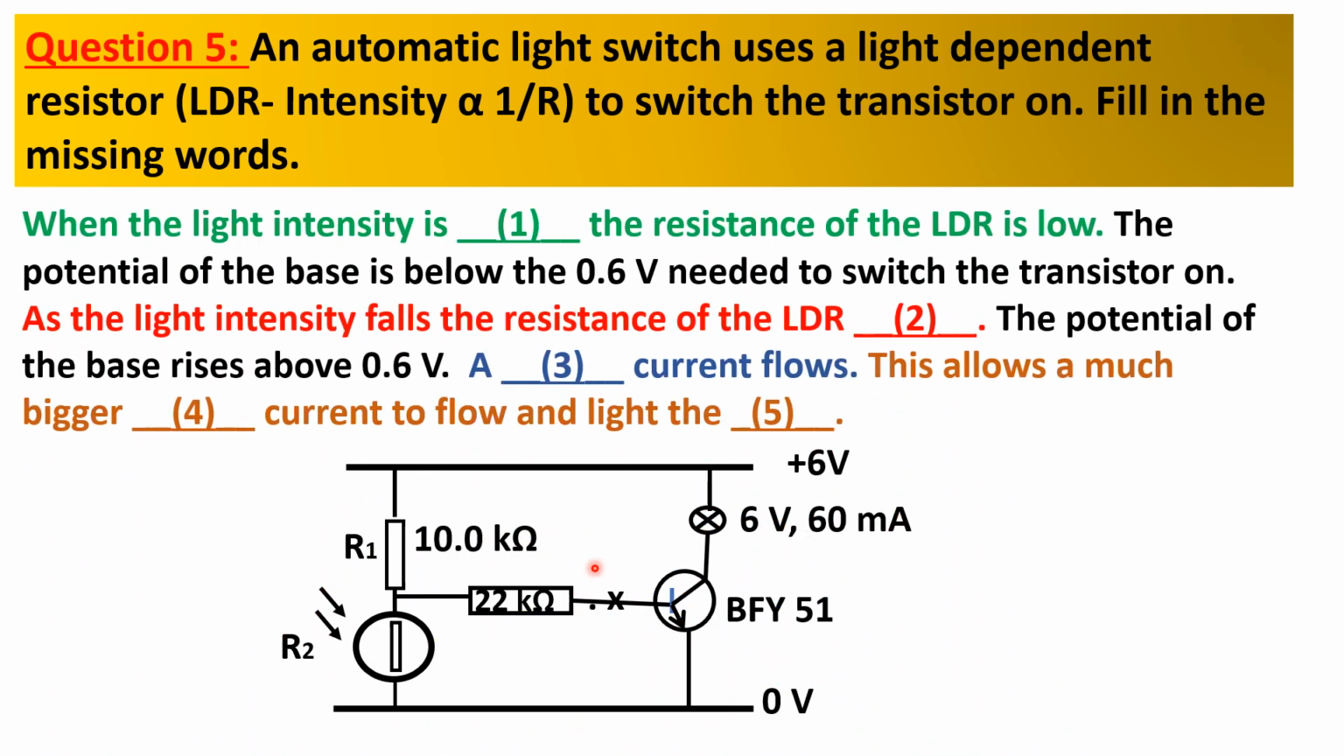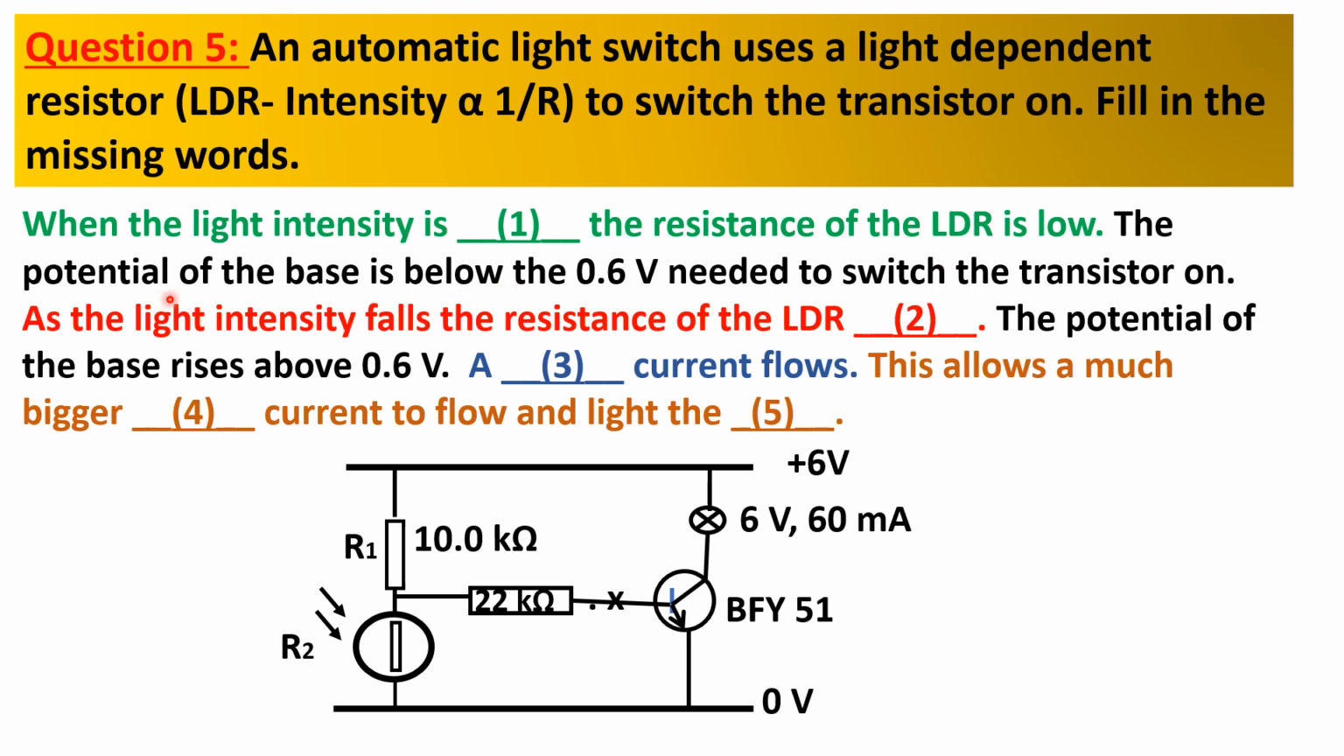When the light intensity is blank, number one question, the resistance of the LDR is low. The potential of the base is lower than, or is below, the 0.6 volt needed to switch the transistor on.